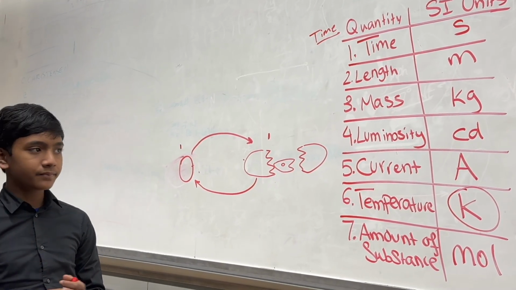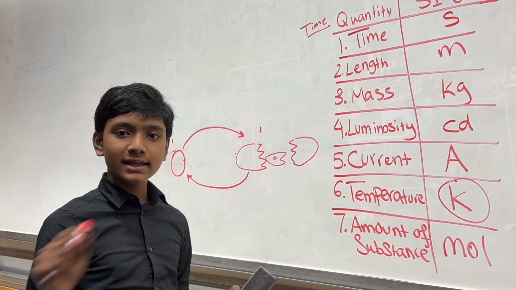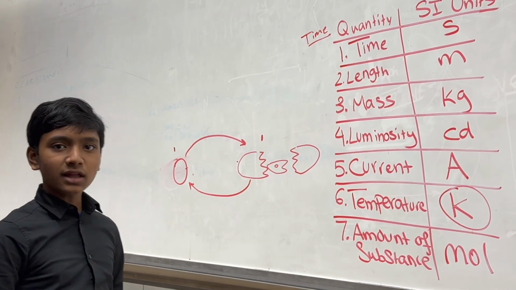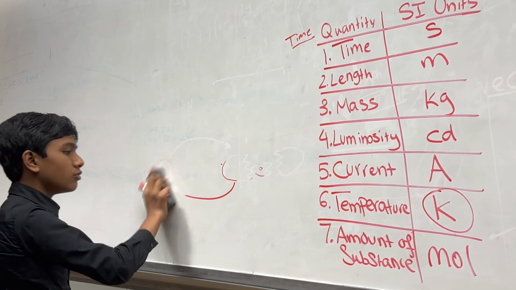The change. Time is what we use to measure the change in the state of an object. So that's essentially what time is. It's like our ruler for change. So now, what about length?